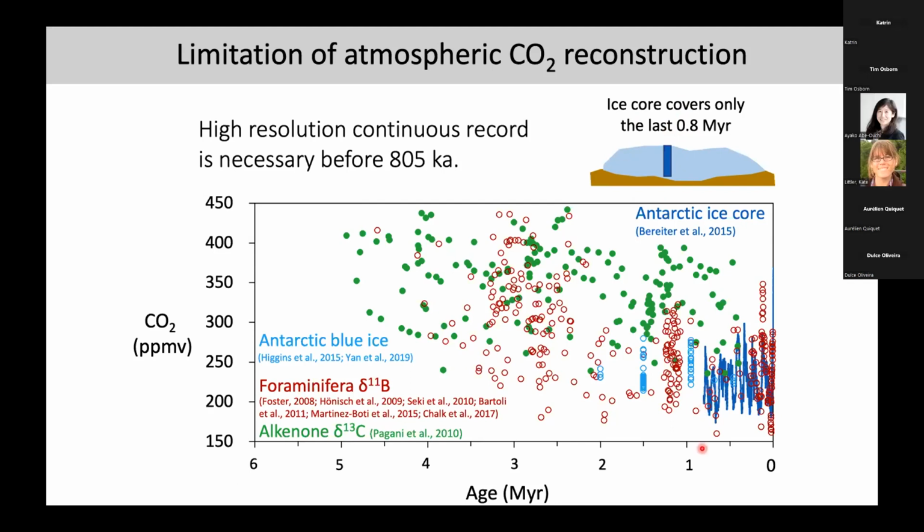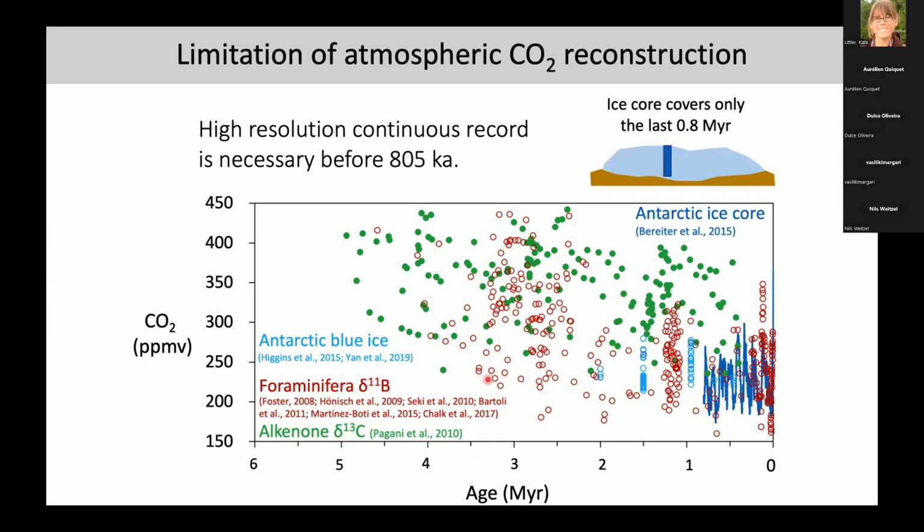Before 0.8 million years ago, we have to use different proxies and different archives. For instance, foraminiferal boron isotopes and alkenone carbon isotopes. The green one and red one are scattered here. You will see the precision looks not good. And also the resolution is generally not good, except for some specific intervals.